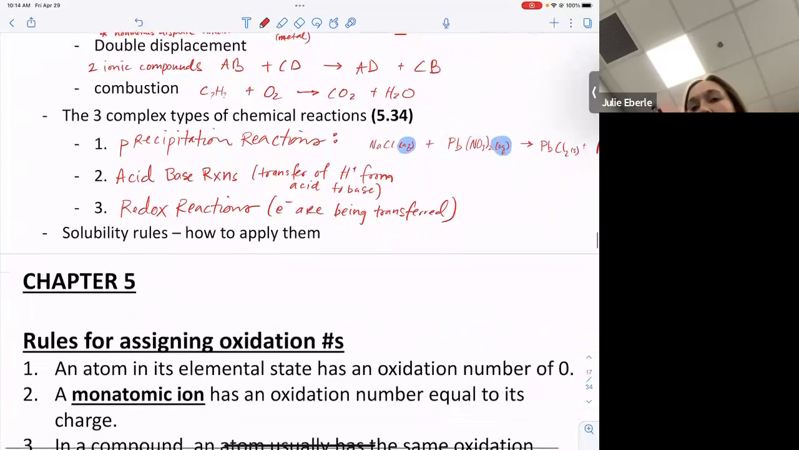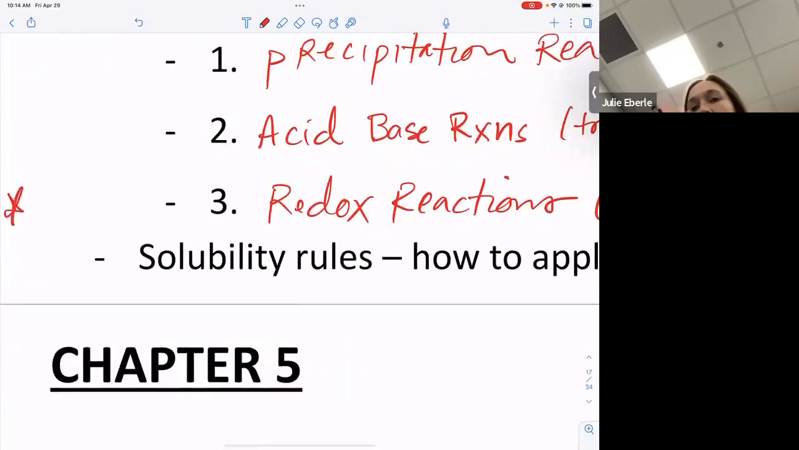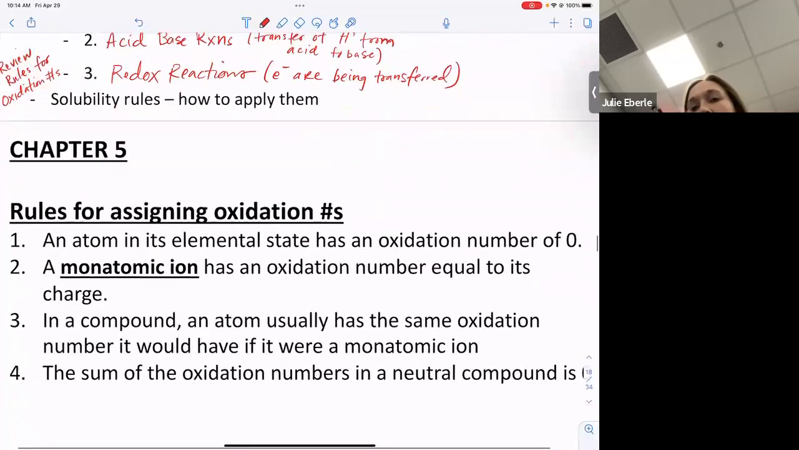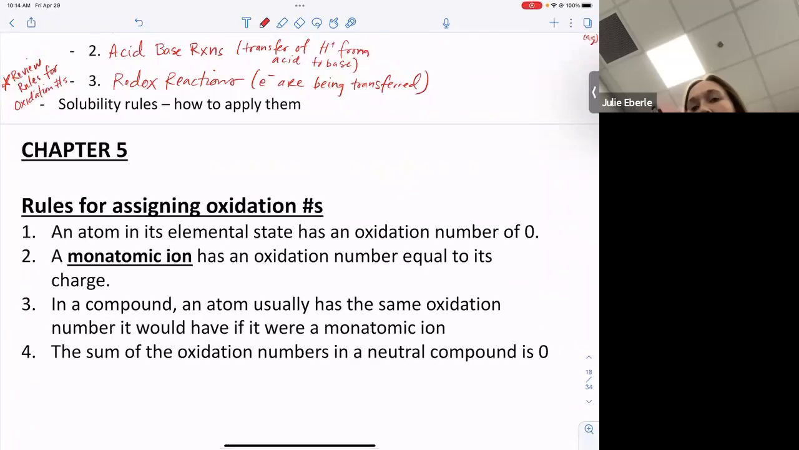So I'm just going to put a note over here. Review rules for oxidation numbers. Do I actually have those? Oh, looky there. I was like, I think I actually do.